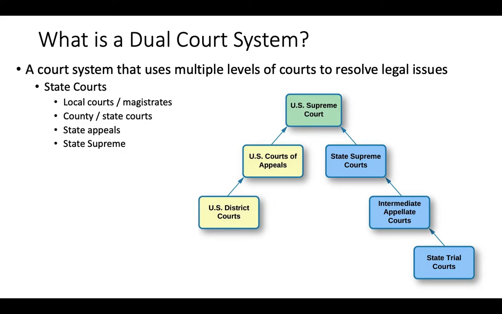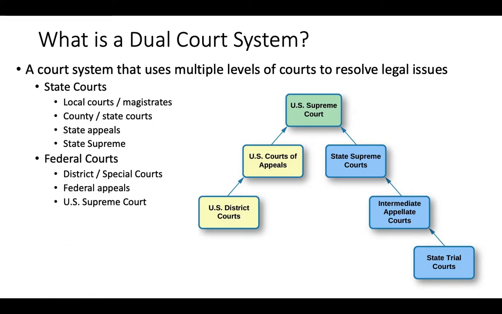The last component of the state court system is a state Supreme Court. This is the highest court in a state, and it has the final say on any issue of state law or state constitutional activity. These courts have the ability to hear appeals and overrule the decisions of any court beneath them in the state court system.